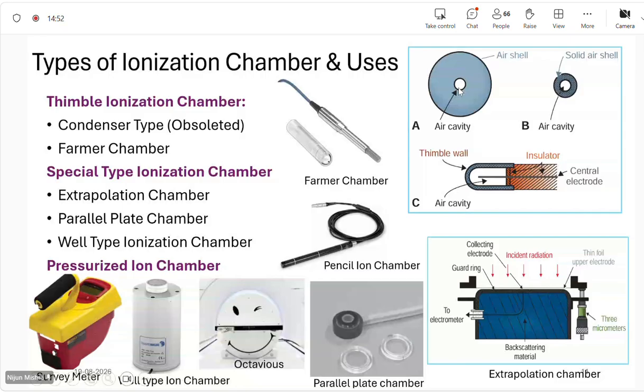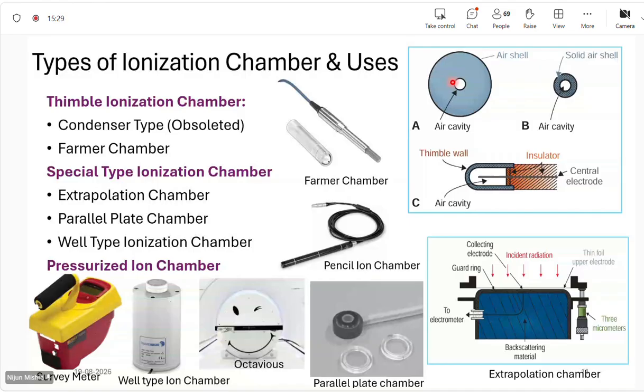So the distance between the outer cell and inner cell is such that it is within the range of the electron energy. When we replace this air cell, this is a hypothetical case, we can't make an air cavity and surround it with an air cell. So we replace this air cell with a solid air cell, meaning solid air equivalent material, and we can make a thimble chamber. Okay, so this is a thimble chamber.